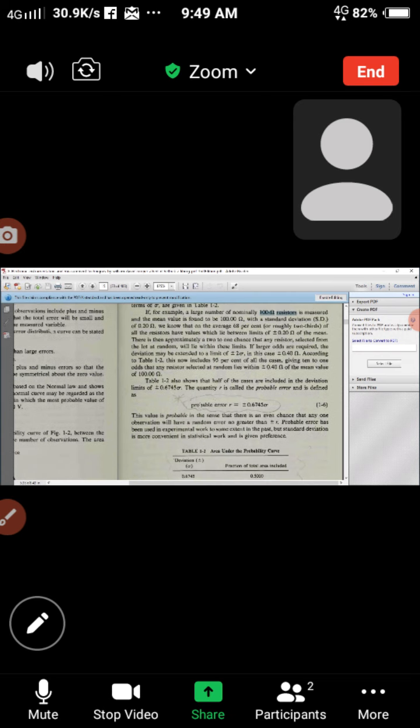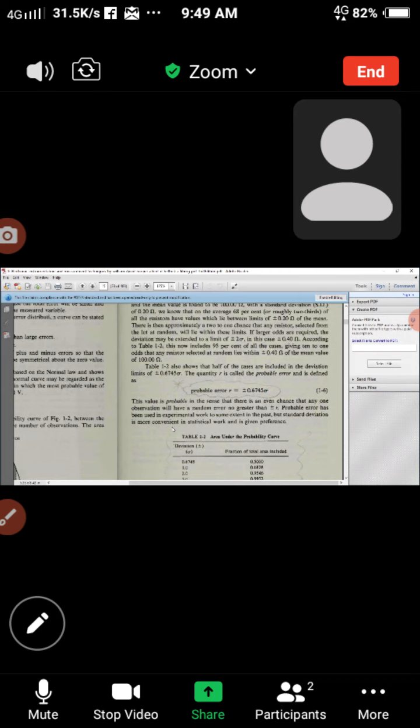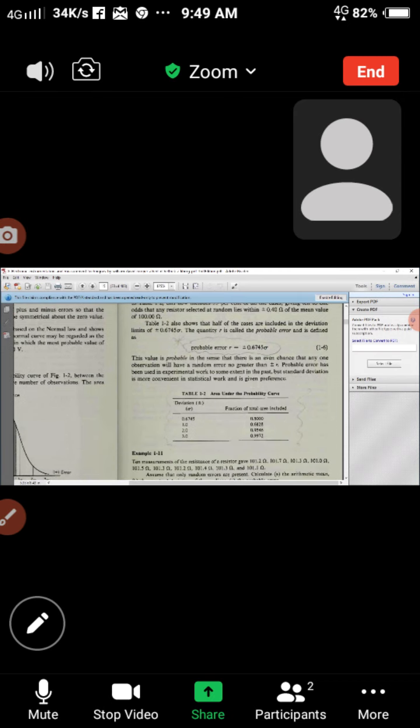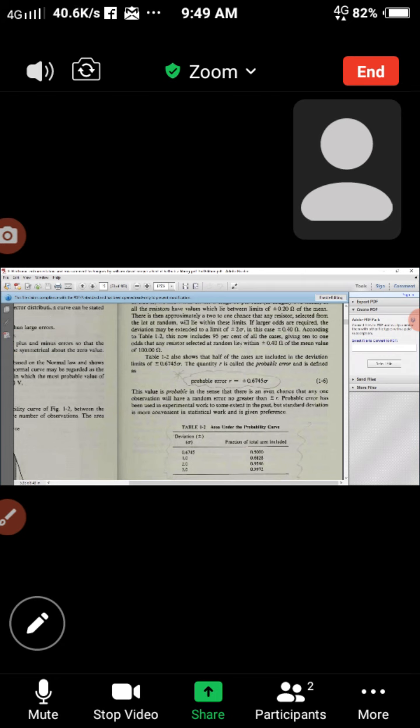Probable error r is equal to 0.67 sigma. That means two-thirds of sigma is the probable error r, and two-thirds of the readings come within this error, the probable error. Let us see an example. If I consider the resistor of 100 ohm, then the deviation factor sigma will be 0.6745. Fraction of total area includes 0.5 ohm.